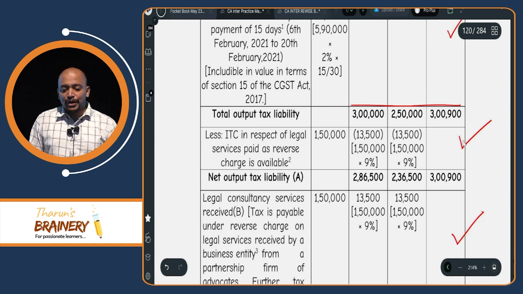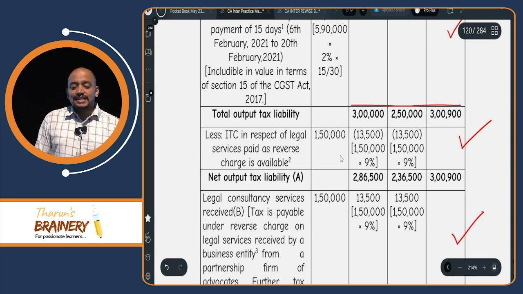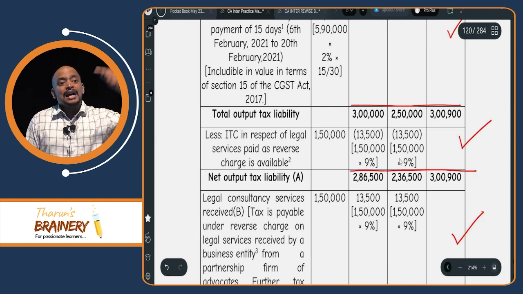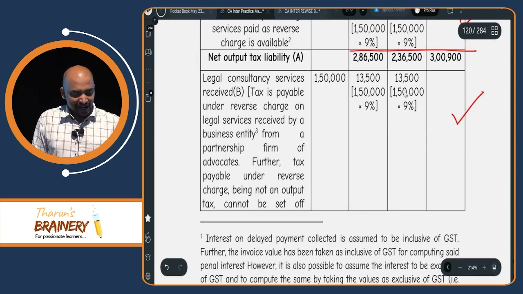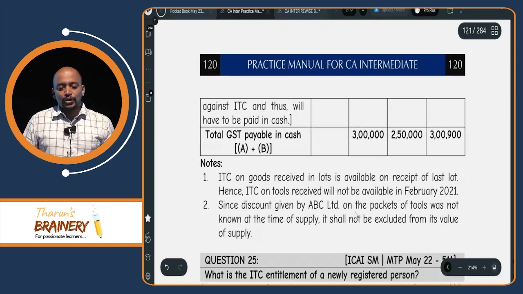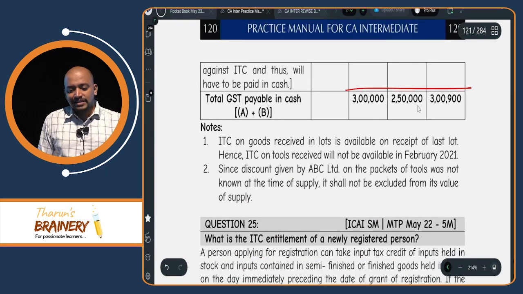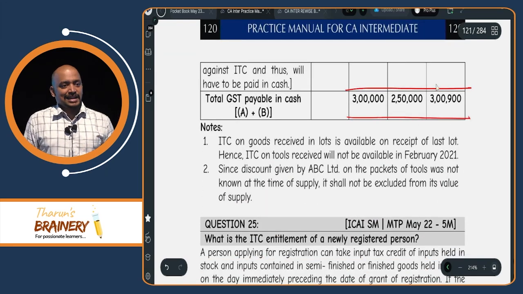And from this we need to reduce ITC. That is legal services. Now you got this as FCM liability. To this FCM liability, we need to add the RCM liability. That is 13,500, 13,500. Now we get the total liability 3 lakhs, 2 lakh 50 and 3 lakh 900.